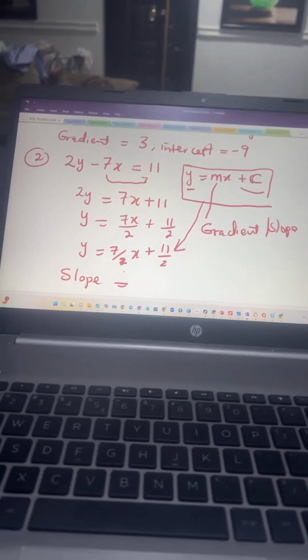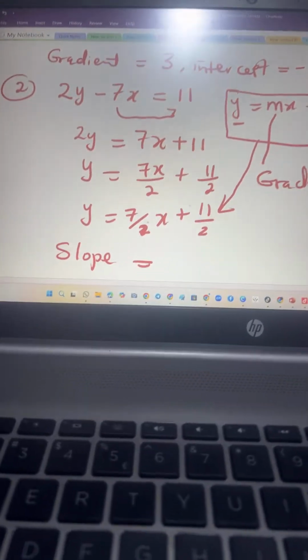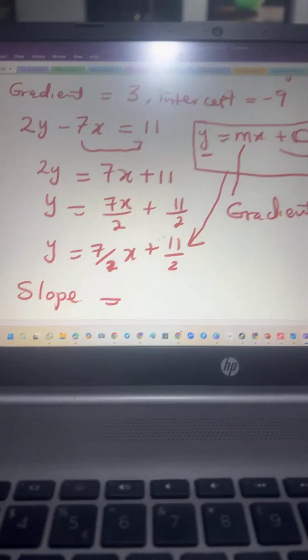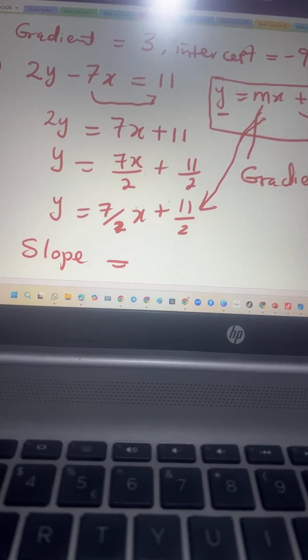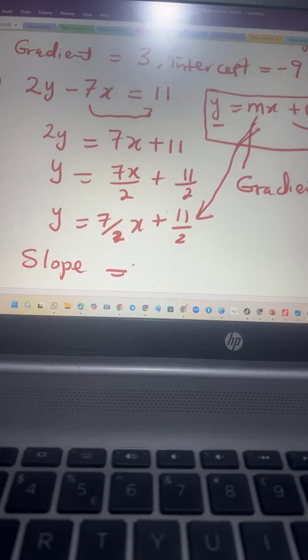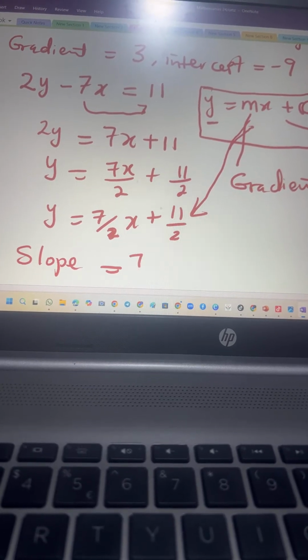The gradient is... What is the gradient? Look at it very well. You have to compare the straight line equation with this equation. It is what? It's 7 over 2. Beautiful.